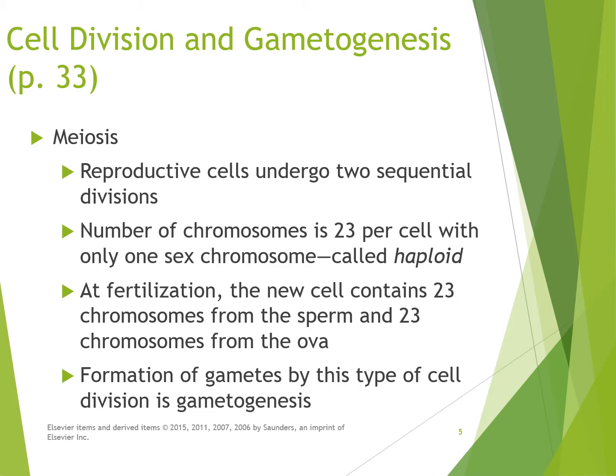is where reproductive cells undergo two divisions. So the number of chromosomes is 23 per cell, with only one sex chromosome, called the haploid. This will all make more sense as we continue along, okay? At fertilization, the new cell contains 23 chromosomes from the sperm. So in other words, dad sends over 23 chromosomes, mom contributes 23 from the ova, and there's where we get our 46.